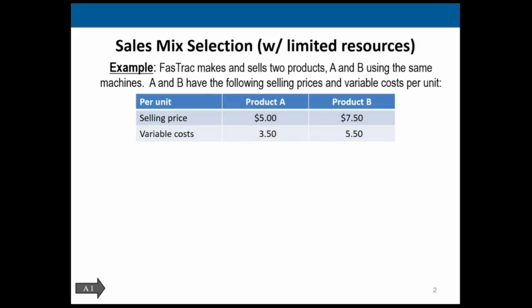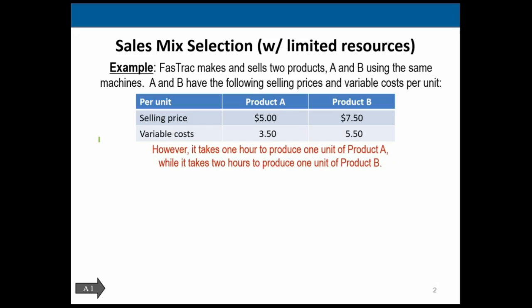So example, Fast Track makes and sells two products, A and B, using the same machines. A and B have the following selling price and variable costs per unit. So in this example, the idea being that we could make product A, of course, or product B, and we have limited space, limited capacity to make products A and B. So the question is, how much of A and how much of B? What should the production capacity be between A and B if we have this limited use?